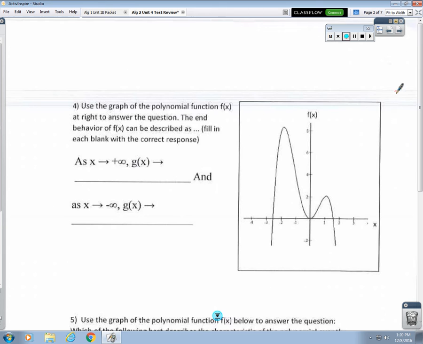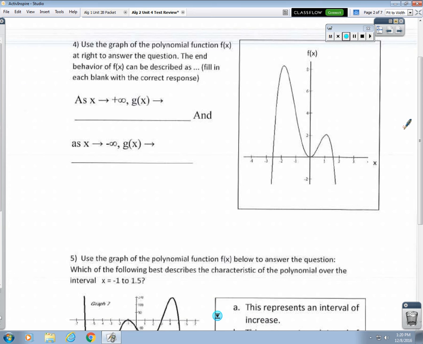All right, number 4. Use the graph of the polynomial function at the right to answer the question. The end behavior of f of x can be described as. Okay, well, first of all, I want to fix a typo. If this y-axis is labeled as f of x, then these should both say f of x. If it had said g of x, then these would have stayed g. But it was labeled f, so we need to call these f of x. But that's just a typo.